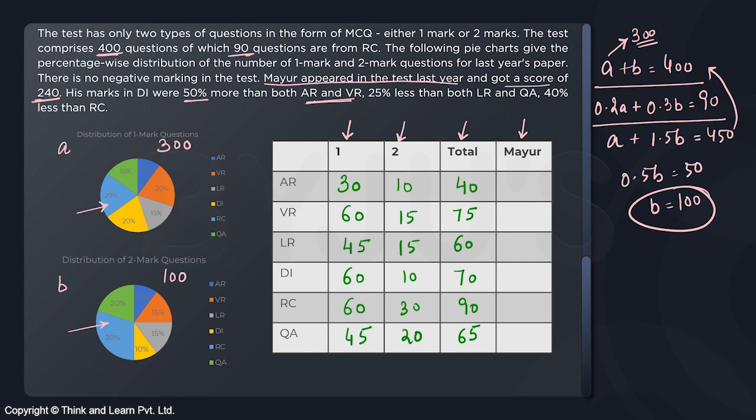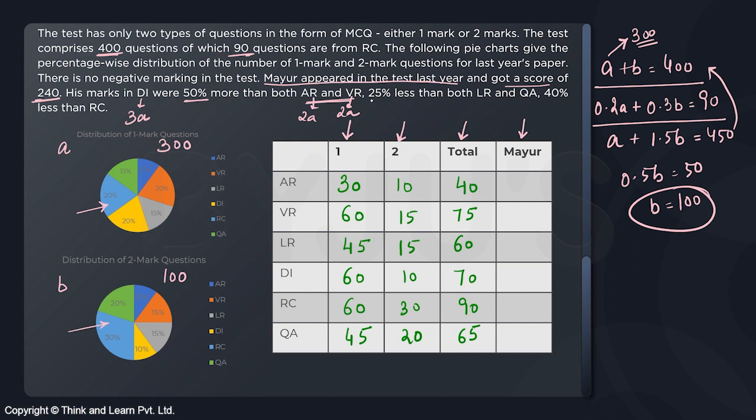That means if his score in AR or VR is, let us say, 2A, because easily then we can calculate 50% more. So his marks in DI were 3A. I hope you are getting my point. Why did I take 2A and 3A? Because if AR and VR are 2A each, DI would be 3A. We can easily calculate 50% more. It will not be in fractions.